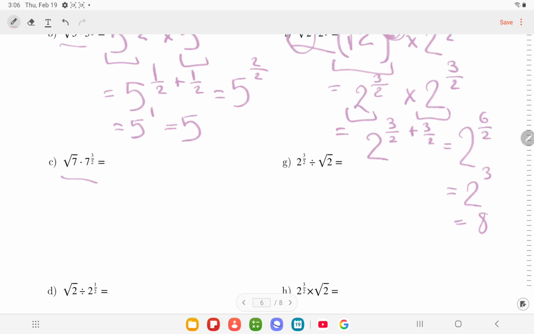And we can take a look at C. Root 7 is equal to 7 to the power of 1/2 because it is the square root, times 7 to the 3/2. And since it's the same base, we can add our exponents. 4 over 2, and this is 7 squared, which is 49.